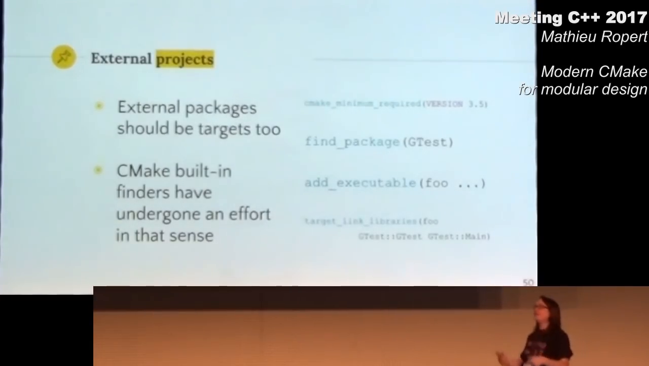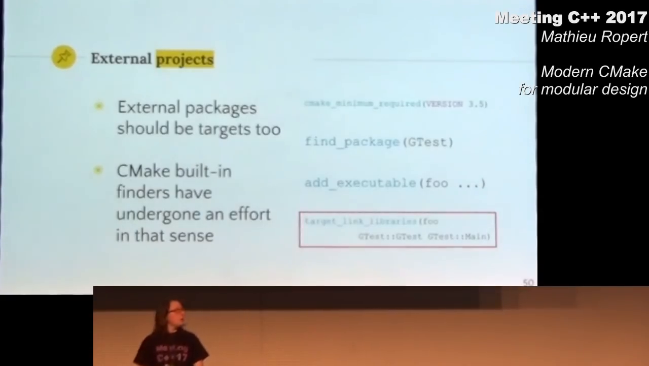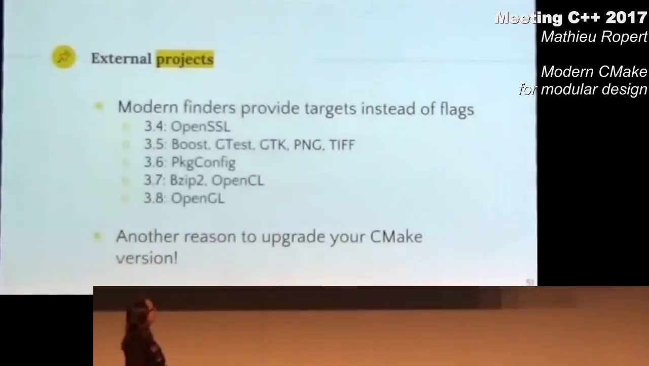Actually, they have tried to add more and more, because CMake has a few find packages that they provide directly when you install it. And that's one more reason to actually upgrade your CMake, because as you can see, they added some of them and, more exactly, they patched some of them in recent versions. 3.4 gives you OpenSSL, which is pretty useful, I think, if you want to do crypto.